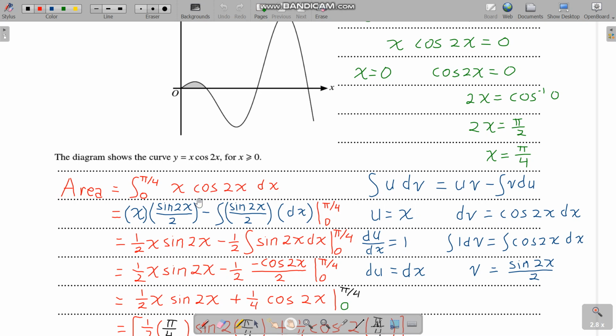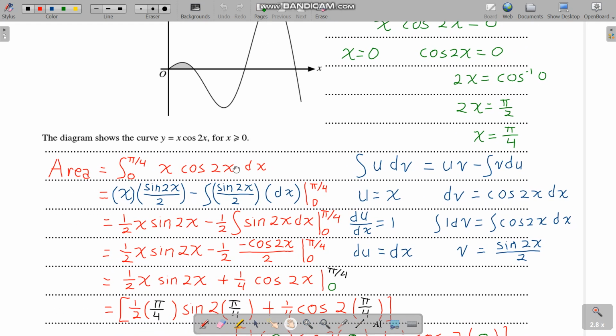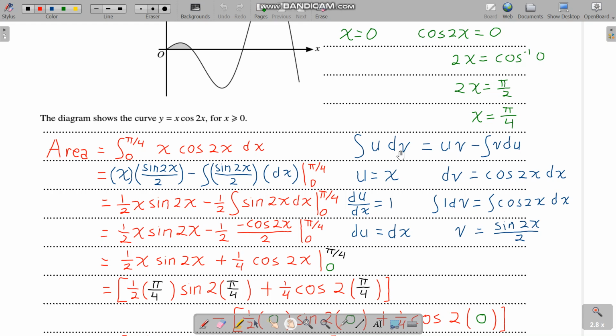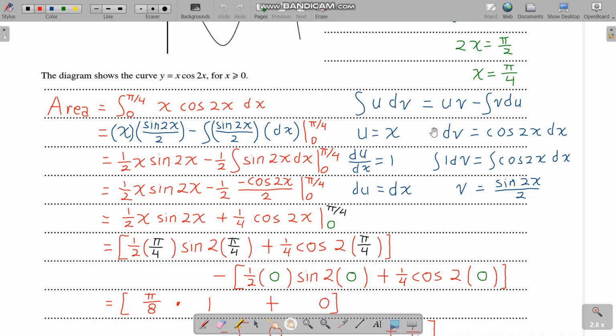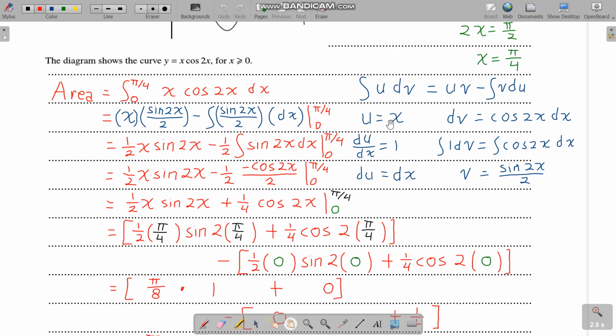Now when you have a polynomial times a trigonometric, or a polynomial times a logarithmic or exponential, we always use the integration by parts. So this is the modified MF19 formula. Integral u dv equals uv minus integral v du. So what is the u? We have to identify the u. So the u is the x here. This is what we set as the u, and the dv is the cos 2x dx.